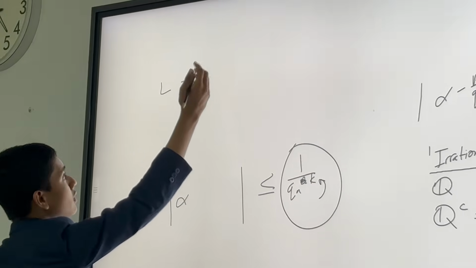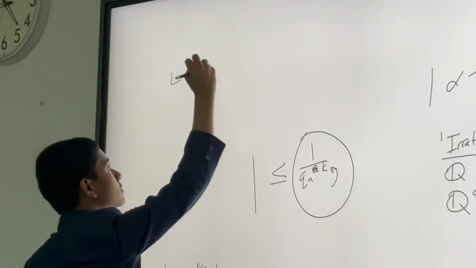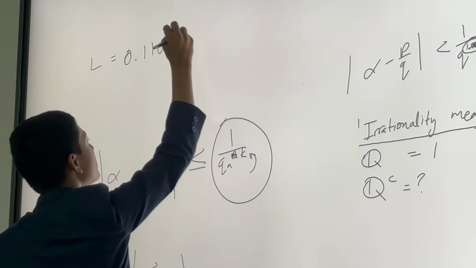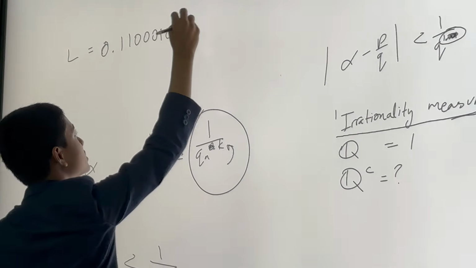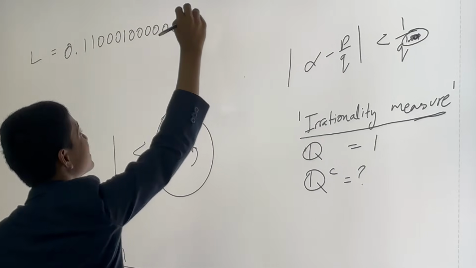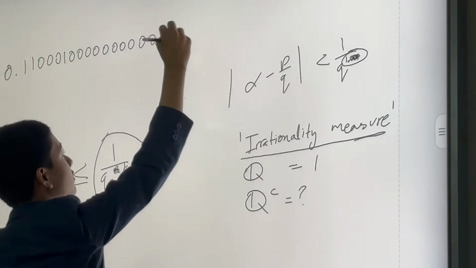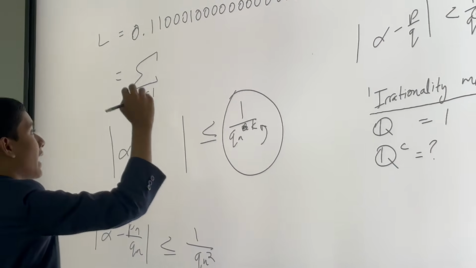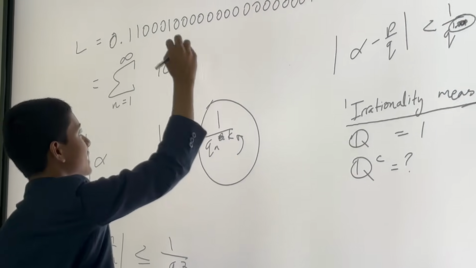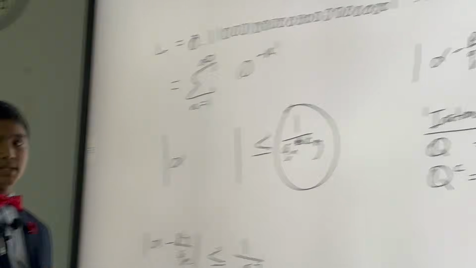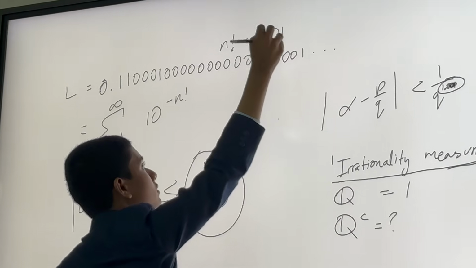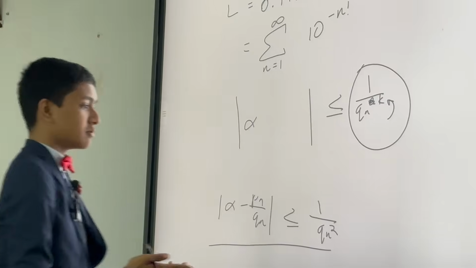And so what was his number? Well, 0.110001 000000000000000001 and so on and so forth. What is this pattern? Well, it's just the sum from n equals 1 to infinity of 10 to the minus n factorial. So the gap between each one is essentially n factorial minus (n minus 1) factorial, which is a pretty huge number.